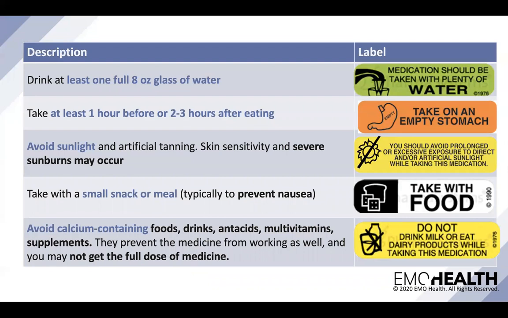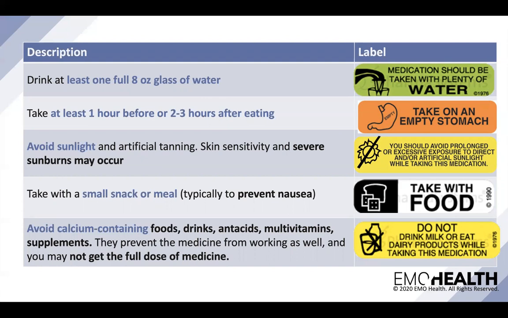So if you see something that says medication should be taken with plenty of water, this means at least 1 full 8-ounce glass of water. If it says take on an empty stomach, this means take at least 1 hour before or 2 to 3 hours after eating. If you see something that says you should avoid prolonged or excessive exposure to direct and or artificial sunlight, that means that the medication causes skin sensitivity and a severe sunburn could occur if you are exposed to sunlight, whether it's in a tanning bed or direct sunlight. If it says take with food, this is often a precaution to prevent nausea or any GI upset. So that means take with a small snack or meal.